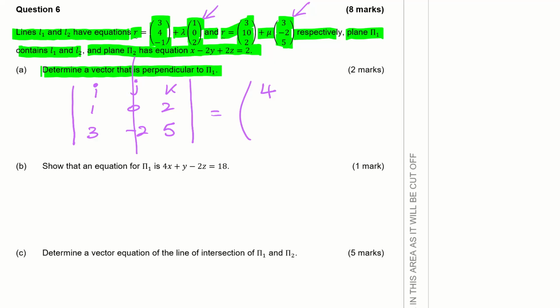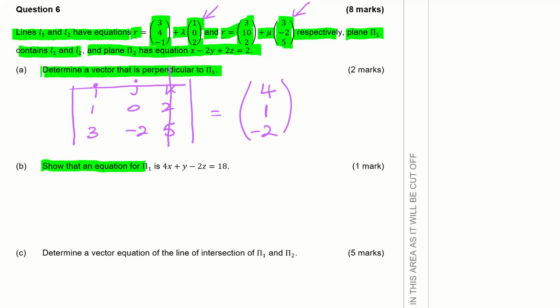Covering up j, so what I'm talking about is doing that, gives us 5 take away 3 times 2, which is 6. So 5 take away 6 is negative 1. For the middle one we change the sign, so that one just becomes 1. And I may as well just do the k: 1 times negative 2 take away 0, so that is negative 2.